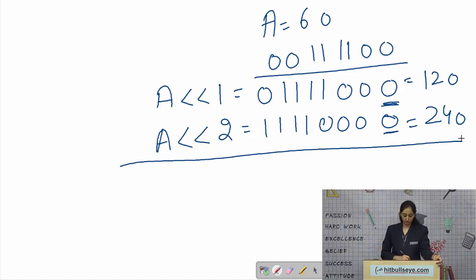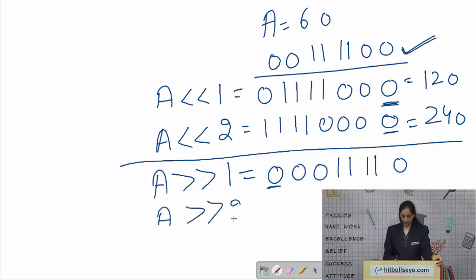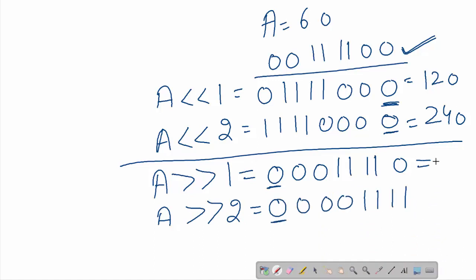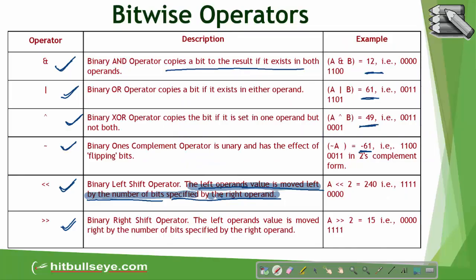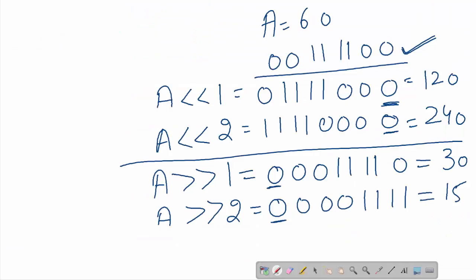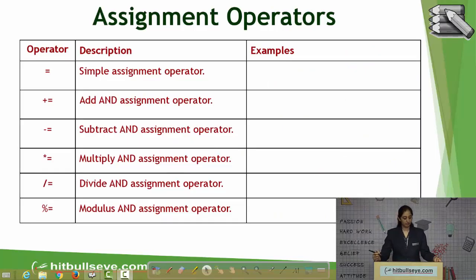So in the case of right shift, 0 will be added to the left side of that operand. See here the value is this. Similarly, in the second right shift the value becomes 30 and here 15, right? Same case with the definition: the left operand value is moved right by the number of bits specified by the right operand, right? So we can say that in the left shift the value becomes double and in the right shift the value becomes half. So let's move to the assignment operators.